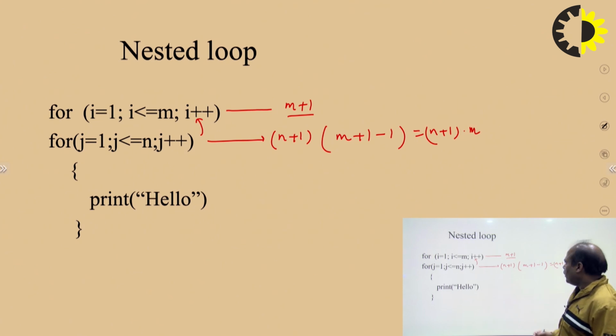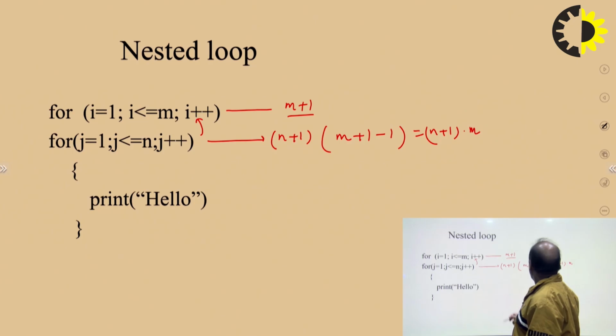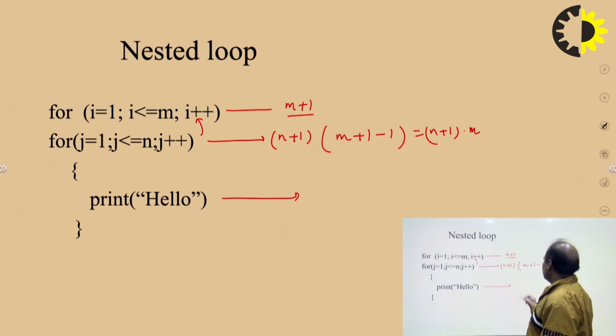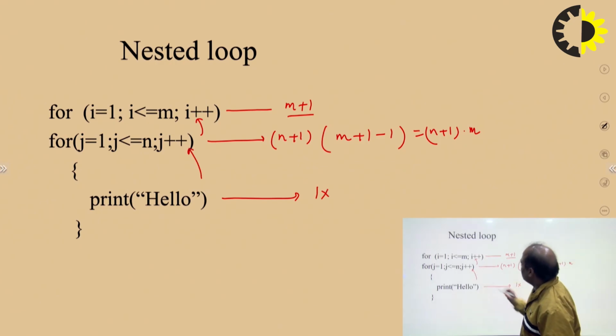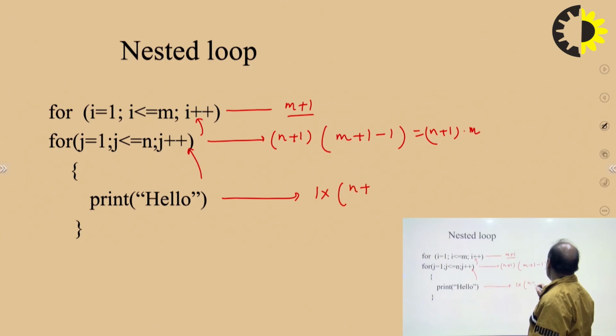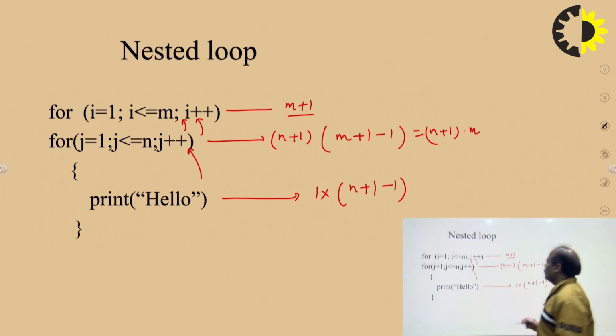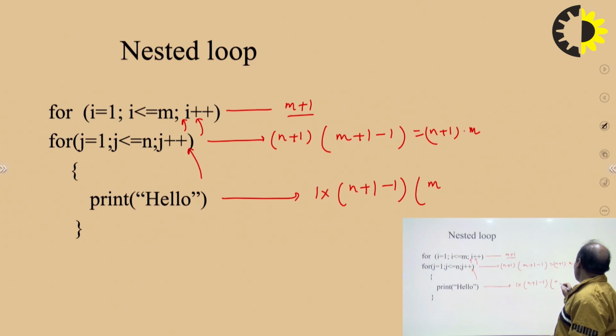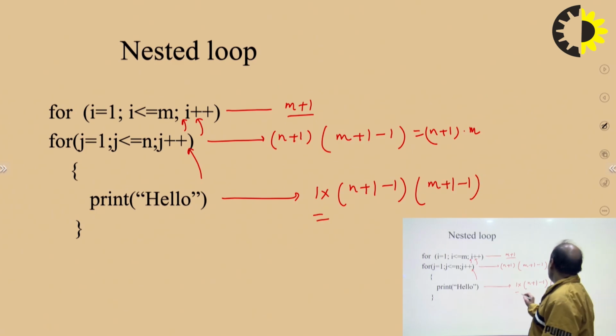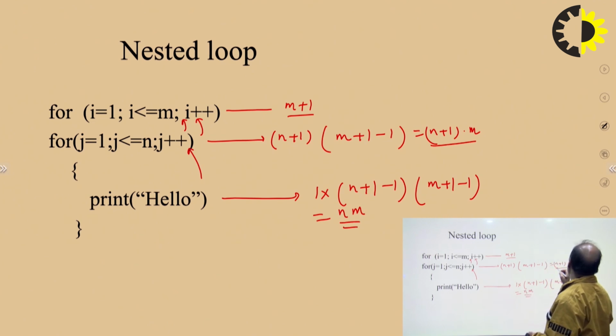Second thing, if you go to print hello, the running time of hello is 1. This is the body of this statement. So the previous one is n plus 1 minus 1, subtract 1. And now this is the body of this statement. So multiply m plus 1 minus 1. Simple. If you simplify it, it will be nm, and if you simplify, this is the 1.